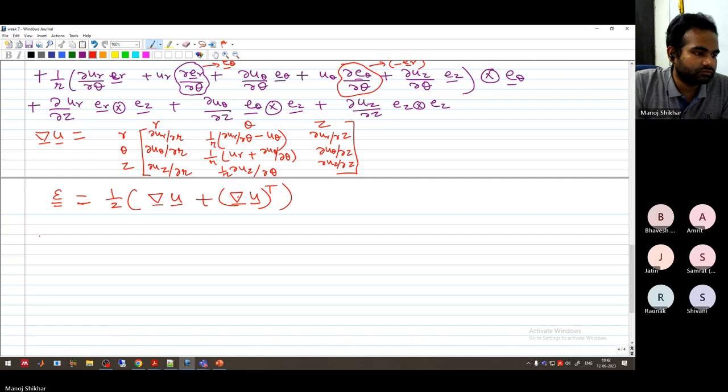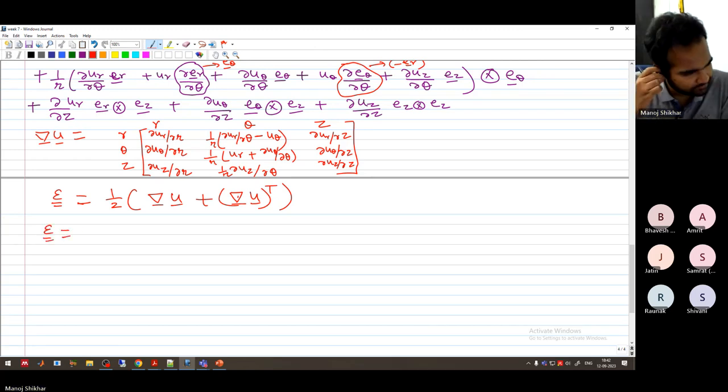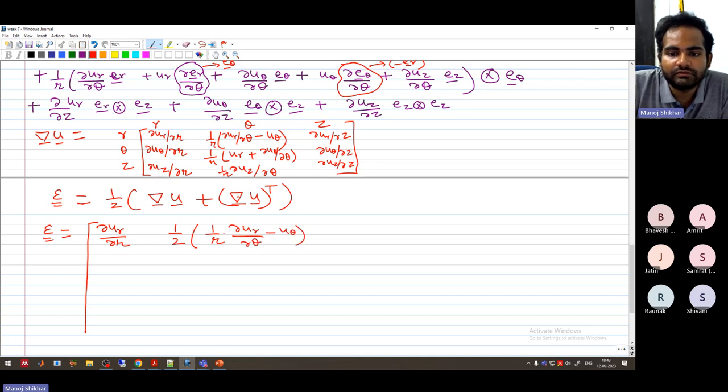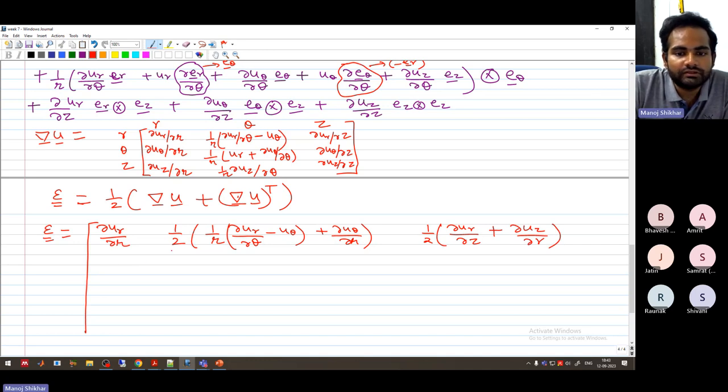So the final epsilon matrix in the matrix form will be: del UR by del R; 1 by 2 times 1 by R del UR by del theta minus U theta plus del U theta del R; here it will be 1 by 2 del UR del Z plus del UZ del R. Then here the same value will be repeated.